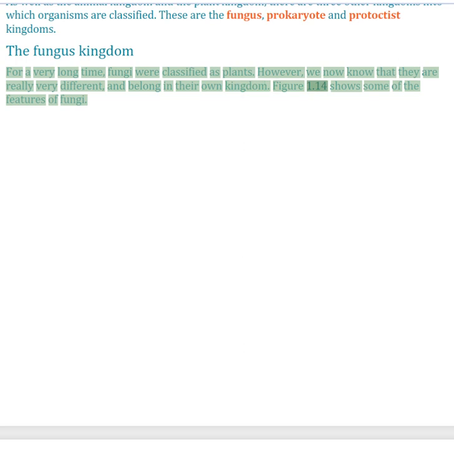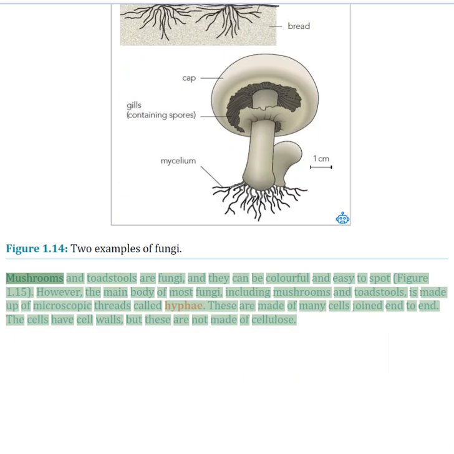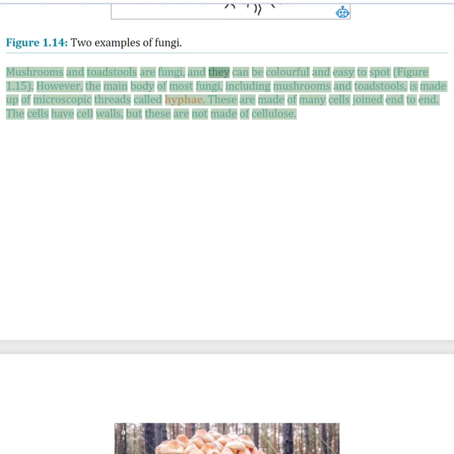Figure 1.14 shows some of the features of fungi. Figure 1.14, 2 examples of fungi. Mushrooms and toadstools are fungi, and they can be colorful and easy to spot. However, the main body of most fungi, including mushrooms and toadstools, is made up of microscopic threads called hyphae. These are made of many cells joined end to end. The cells have cell walls, but these are not made of cellulose.